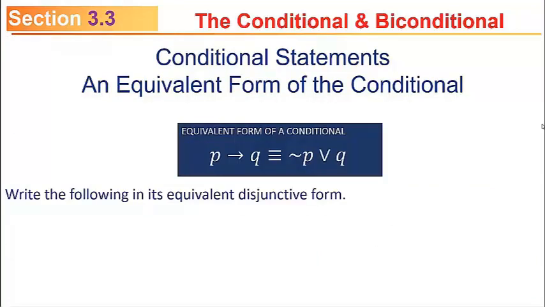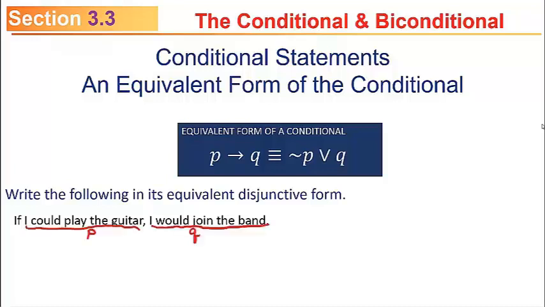Let's practice this. If I ask you to write in its equivalent disjunctive form this sentence, if I could play the guitar, I would join the band. Now what they mean by disjunctive form, if you're looking up at the formula, on the right-hand side there's an or, and an or is a disjunction. So that's what they're referring to. But anyway, back to the problem. If I could play the guitar, I would join the band. The I could play the guitar is like the P. The I would join the band is like the Q.